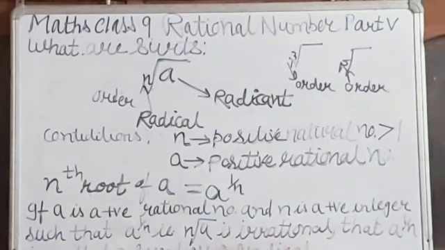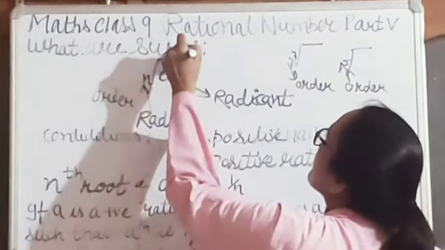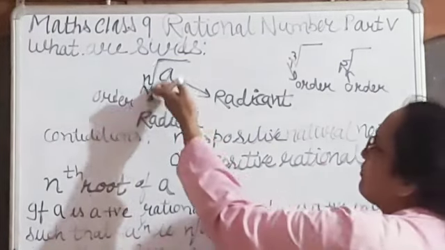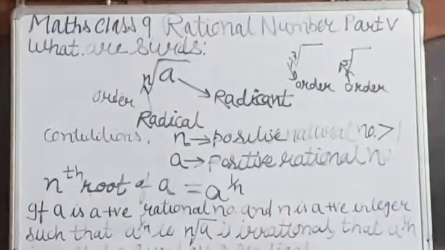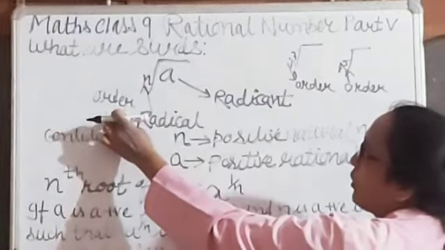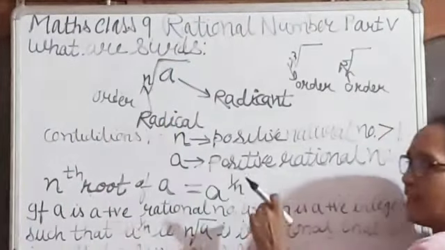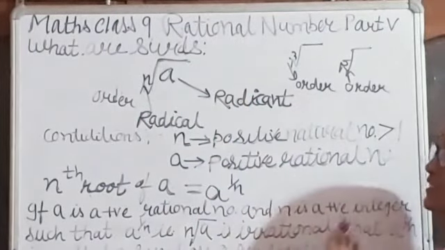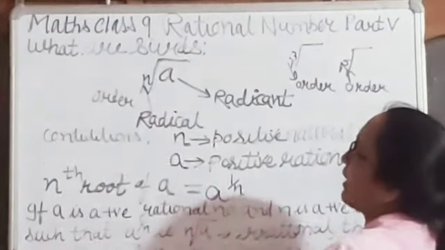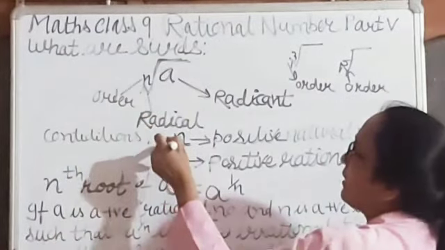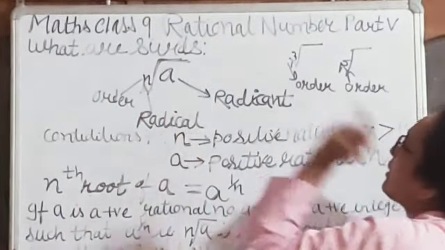Students, today we will discuss what are surds. So before going to this, first we will discuss some terminology. In the nth root of a, n is called the order. This root sign is called the radical, and the number a under the root is called the radicand. Root means radical, and the number under the root is called the radicand.